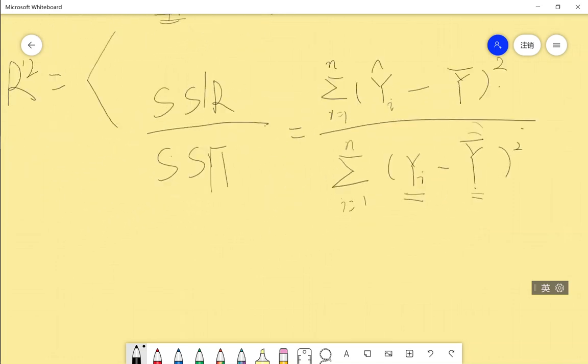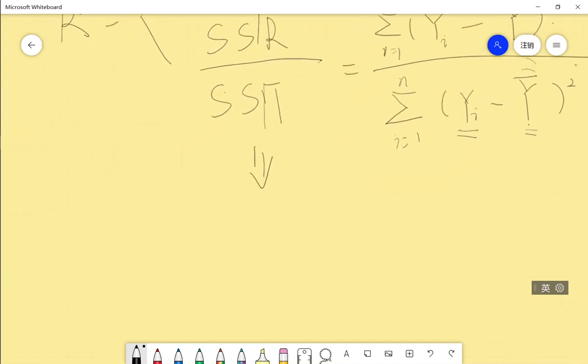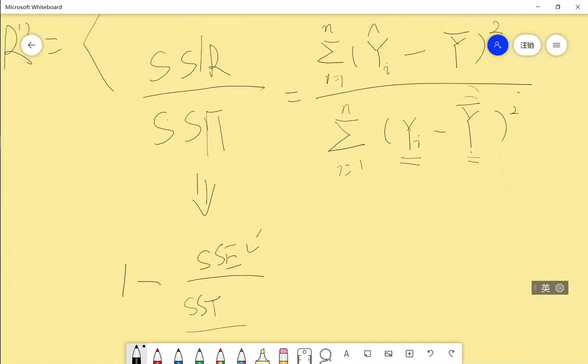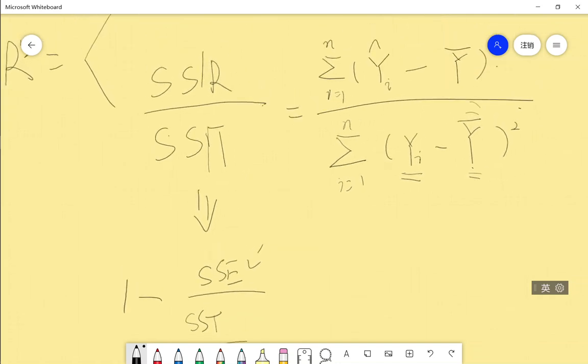And you can also change that to 1 minus SSE over SST, because this is what's left. Okay, you can also get that, but just use these in different circumstances. You choose the best way to solve it, and once you get yourself very familiar with those kinds of methods, you'll be fine during the exam.